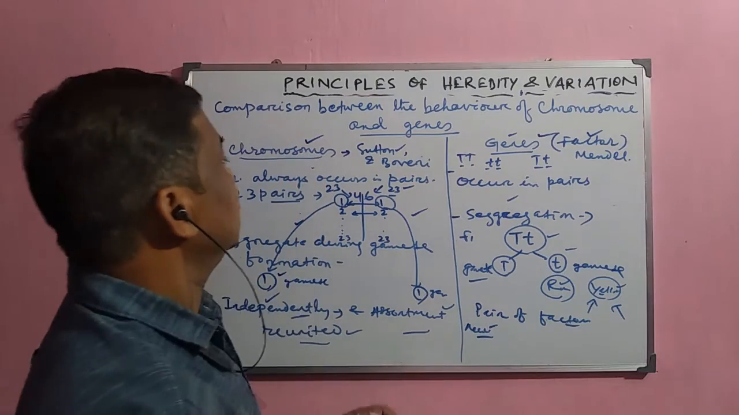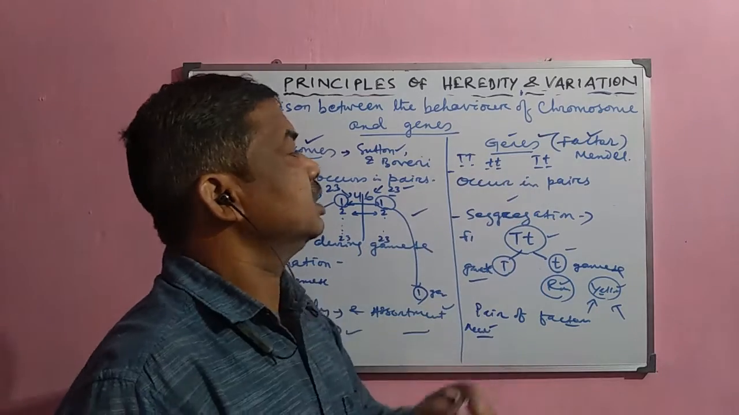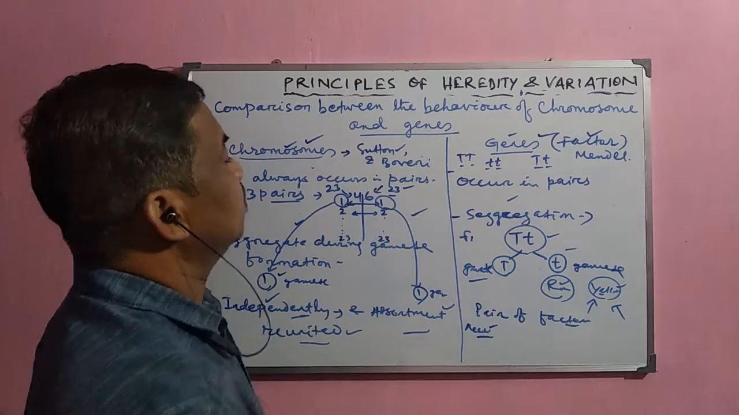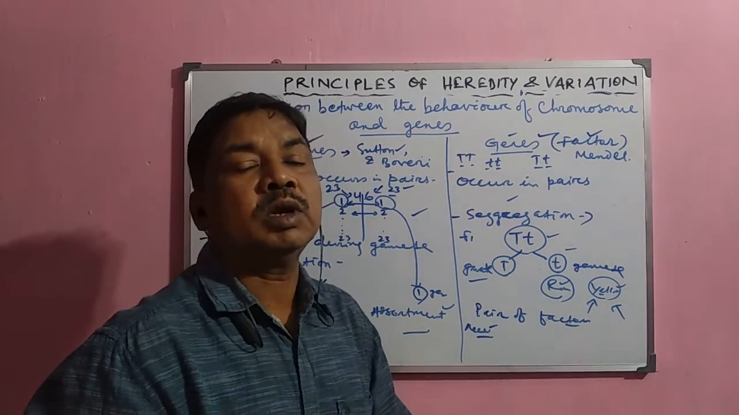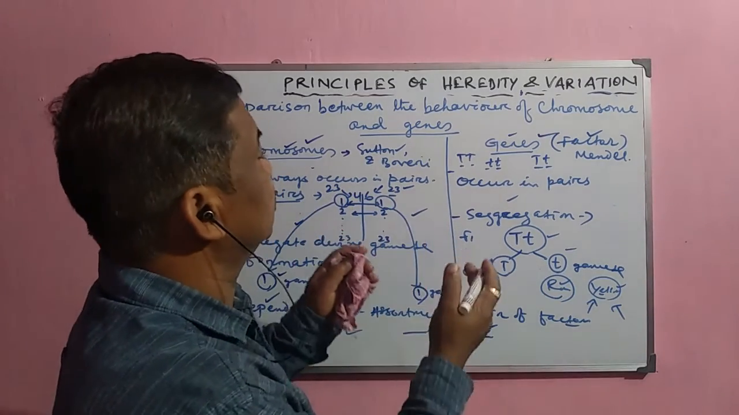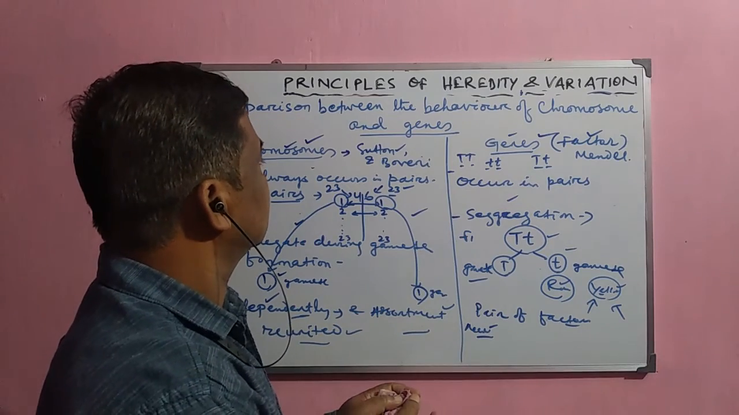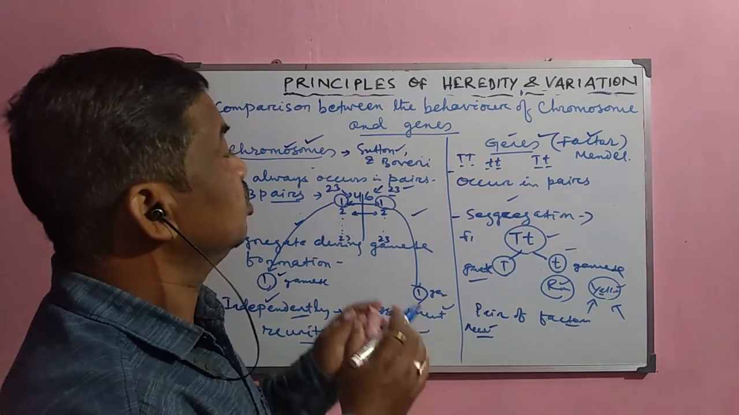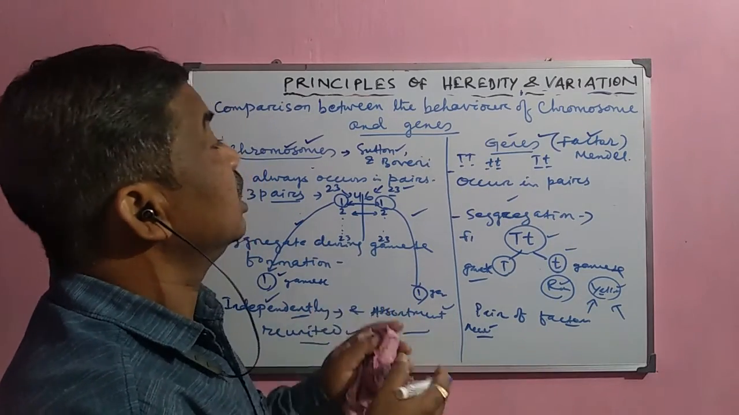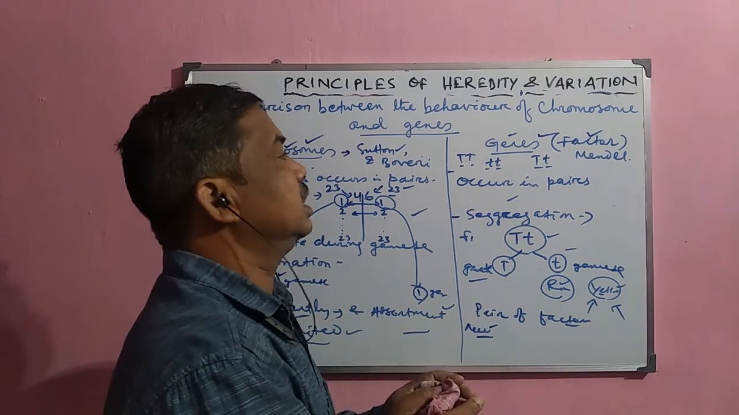So there is a great similarity between the genes or factors as explained by Mendel and the chromosomes as explained by Sutton and Boveri. This is a very good example of the similarity between the chromosomes and the genes. Of course, there are some differences, which were discovered later on, but still the behavior of chromosomes and the behavior of genes are more or less the same, and this is called the chromosomal theory of inheritance as explained by Sutton and Boveri.